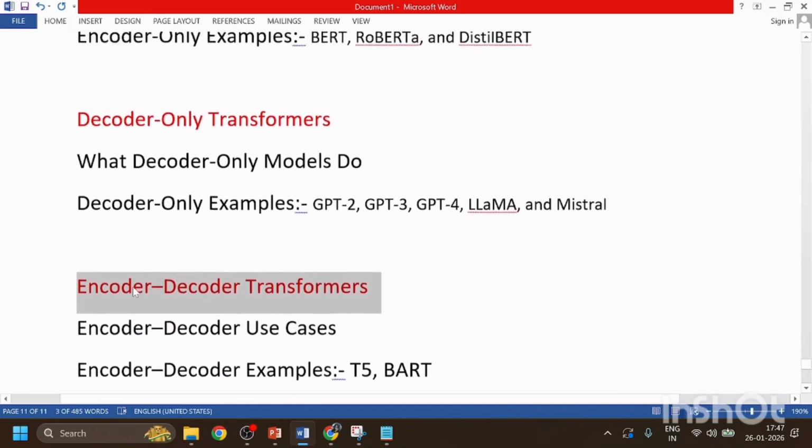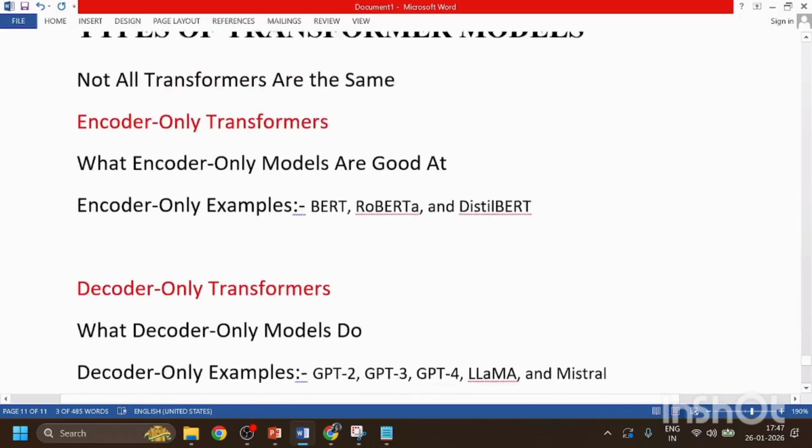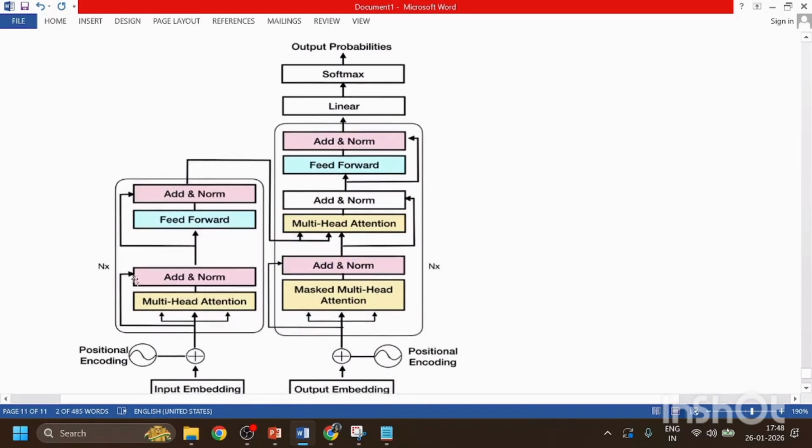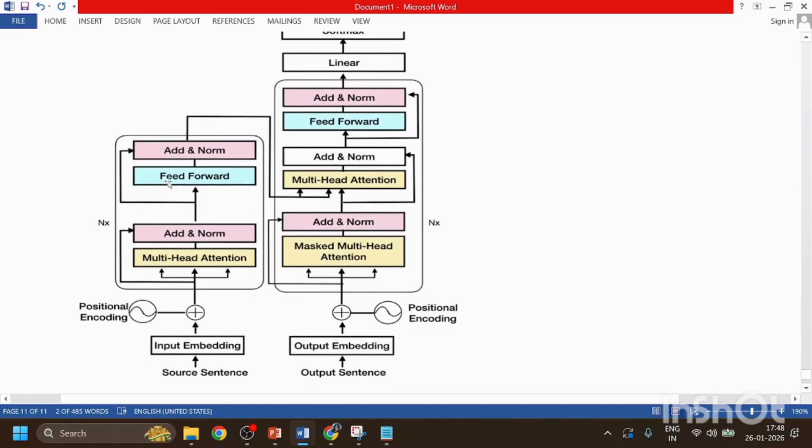Okay, so first, encoder only transformer. These models use only the encoder part. Their job is to understand text, not generate it. Okay, this is the first part, encoder only transformer. These models use only the encoder part, and their job is to understand the text, not generate it.